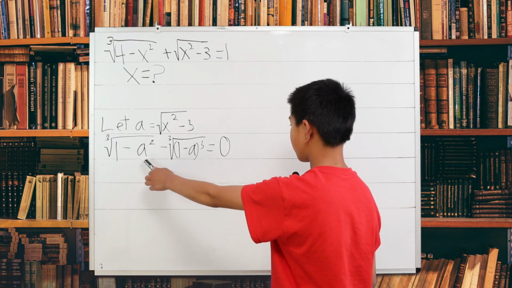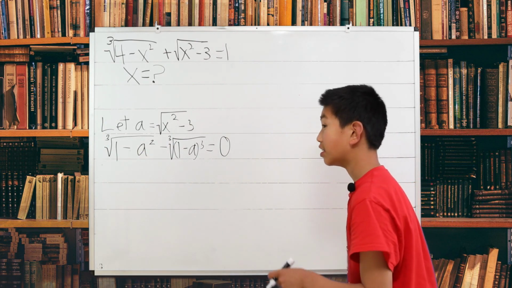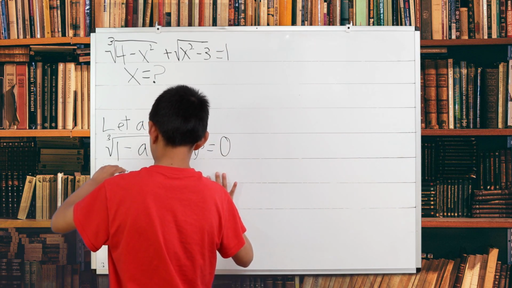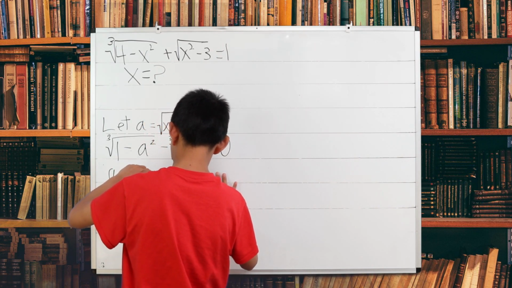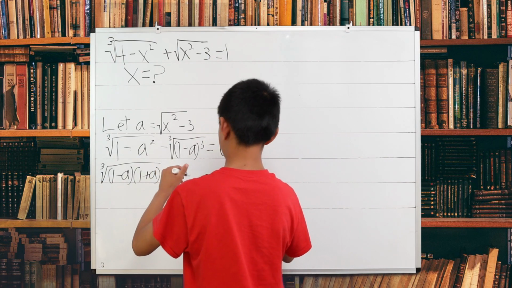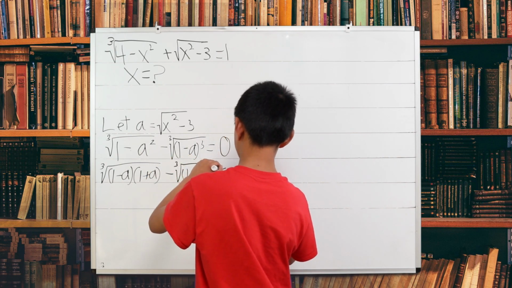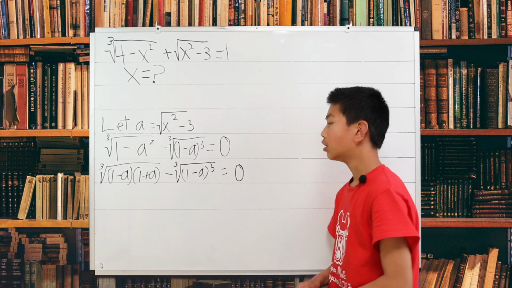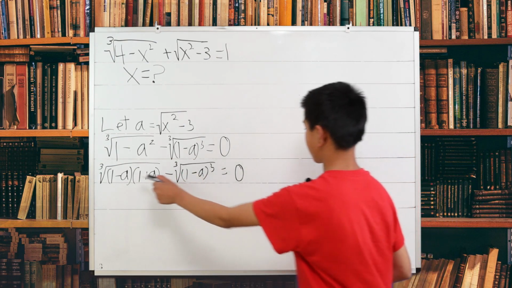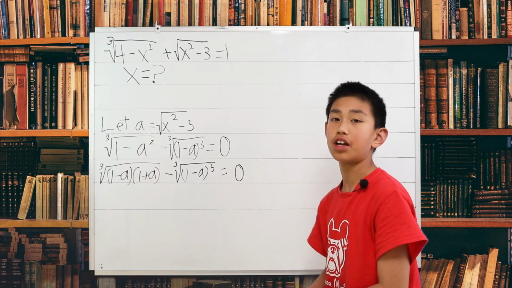We see that on the left-hand side, 1 minus a squared looks like the difference of squares, a plus b times a minus b. 1 is just 1 squared, so we can rewrite the left-hand side as the cube root of 1 minus a times 1 plus a, and then you just subtract the cube root of 1 minus a cubed, equals 0. Notice the value didn't change at all. Now we see that both of these terms have a factor of the cube root of 1 minus a. So we can take that out.